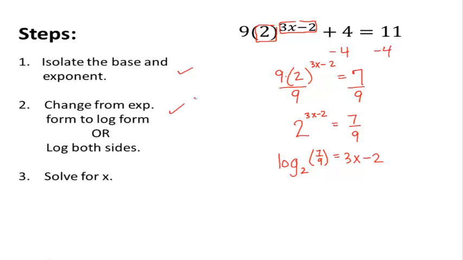I've changed forms. Lastly, I'm going to solve for x. So to get x by itself here, we'll start by adding 2 to both sides. This 2 cannot be added to the argument of the log. So we're just going to tack it on to the end here.